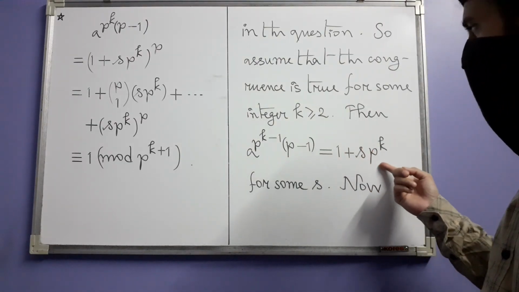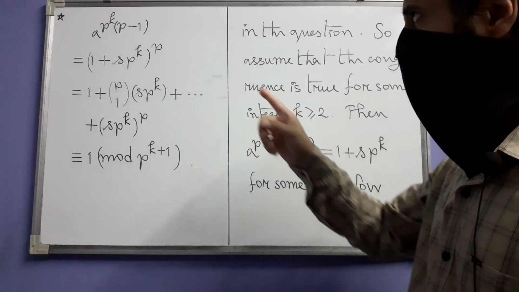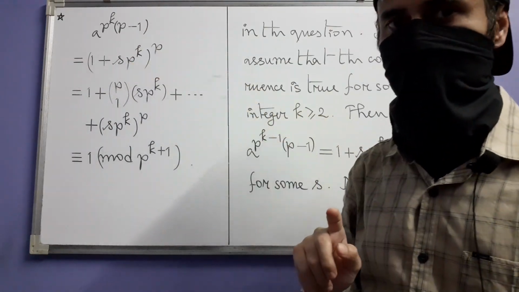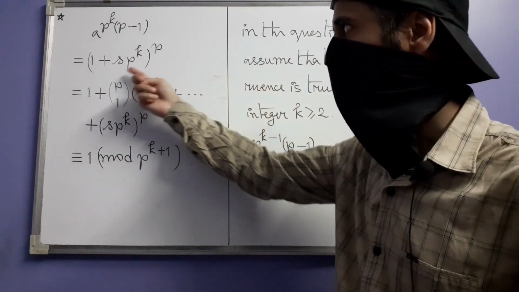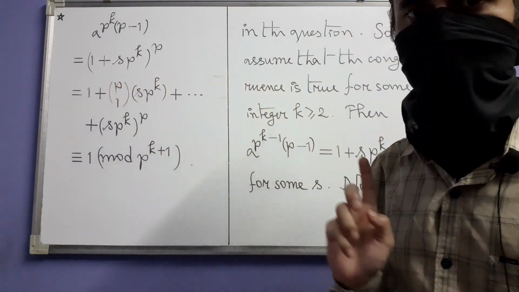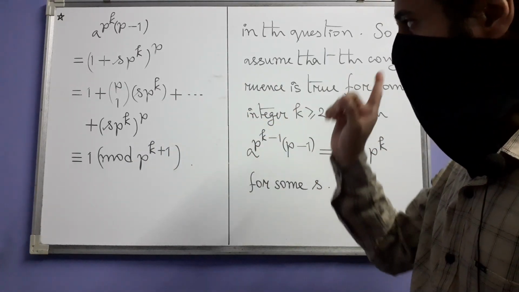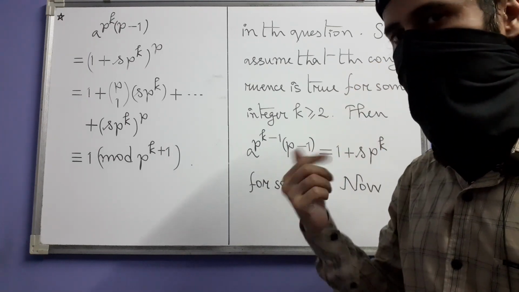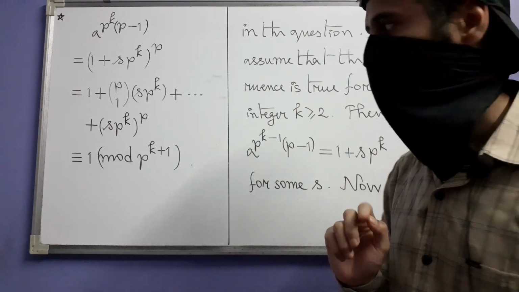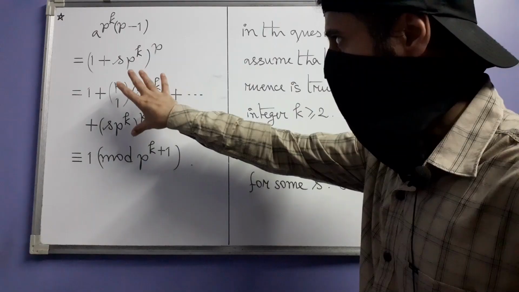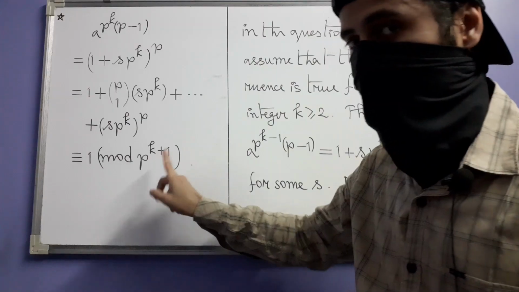Because of what we have here, that is, this thing is 1 plus s times p to the power k. What can you say about this power of a? This power of a is just this to the power p. So you have the pth power of this 1 plus s p to the power k. And then again you do your binomial expansion. Just like in that calculation you got one extra p in all the terms except the first one, here also you are going to get that, and that is why this entire sum will be congruent to 1 modulo p to the power k plus 1.